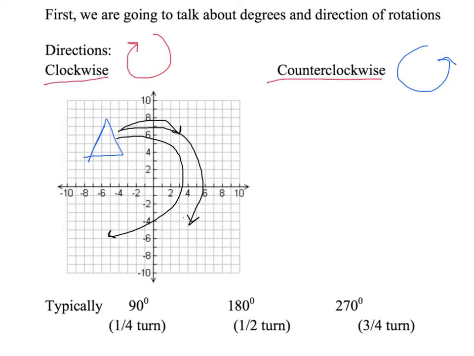Now let's look at counterclockwise. 90 degrees counterclockwise would be 1/4 turn. 180 degrees counterclockwise would be half a turn. And 270 degrees counterclockwise would be 3/4 of a turn. So basically think about each quarter being a new quadrant.